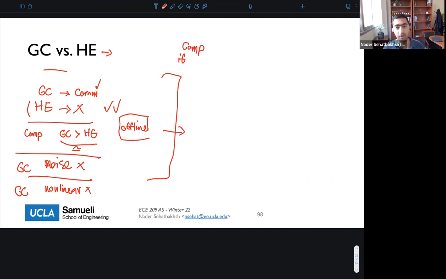And if that becomes the case, then because homomorphic encryption does not have this overhead of communications, the overall end-to-end latency of homomorphic encryption might be less than garbled circuits. So there's no answer to which one is better than the other. It really depends on the setup and the problem that we're trying to solve. But in some cases, one could have better performance than the other.